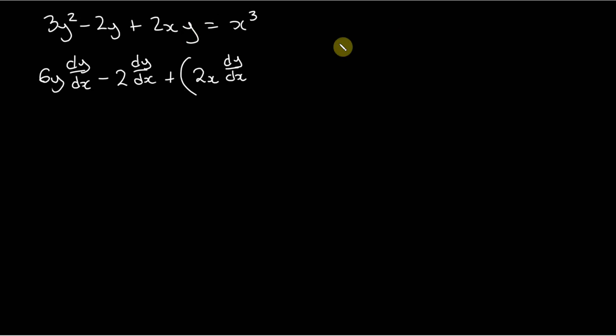And so we can just write the 1 here is implicit, and that's going to be plus. Now we differentiate our x term. That's just 2 times y. Right, so that's just the basic product rule. And then we differentiate this x cubed term, we get 3x squared.